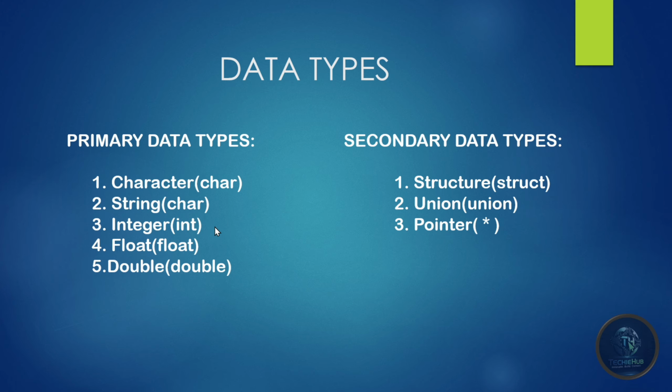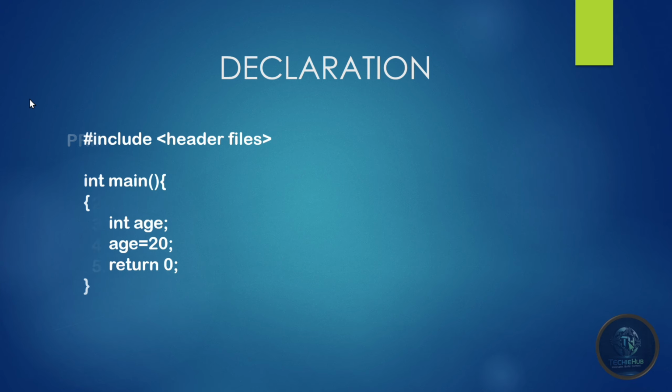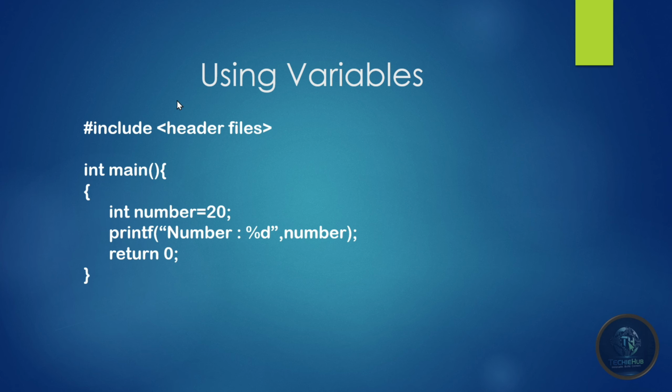So let's start with primary data types and declaration of a variable. To declare a variable, this is the header file section and the main function section. int age; that is, age is declared as an integer, and the value for age is given as 20. Age is declared as integer and the value of age is 20. Did you understand?